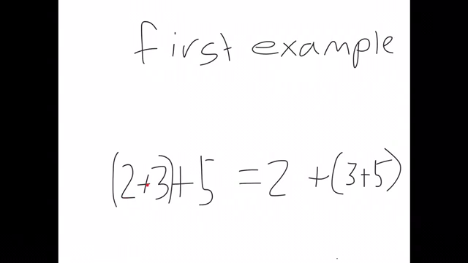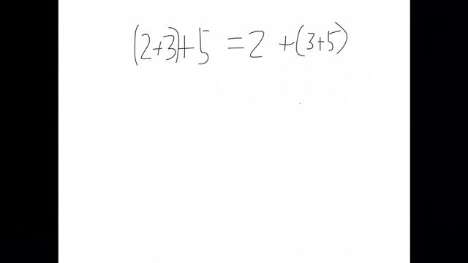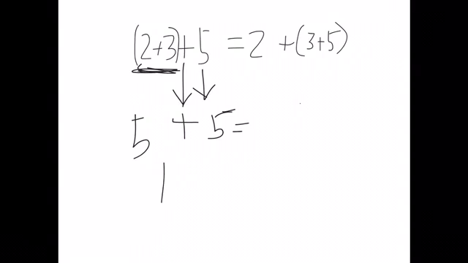Okay, here it is. 2 plus 3 plus 5 equals 2 plus 3 plus 5. So let's see if this equation right here is true. Let's check it out. Since we do our parentheses first, 2 plus 3 equals 5. So 5 plus 5 equals 10.